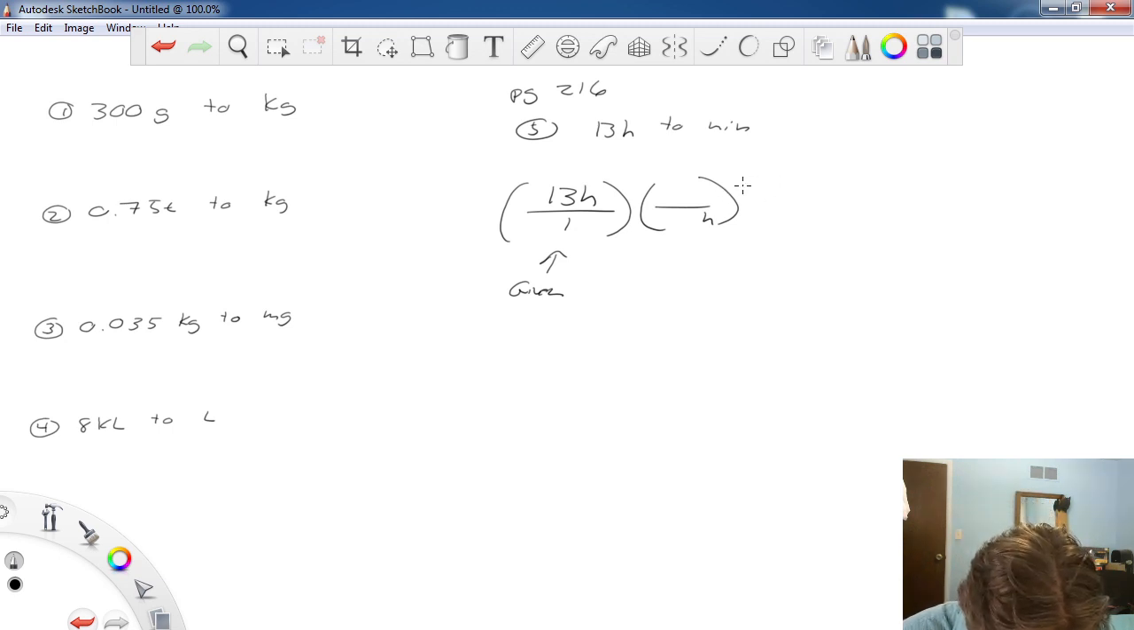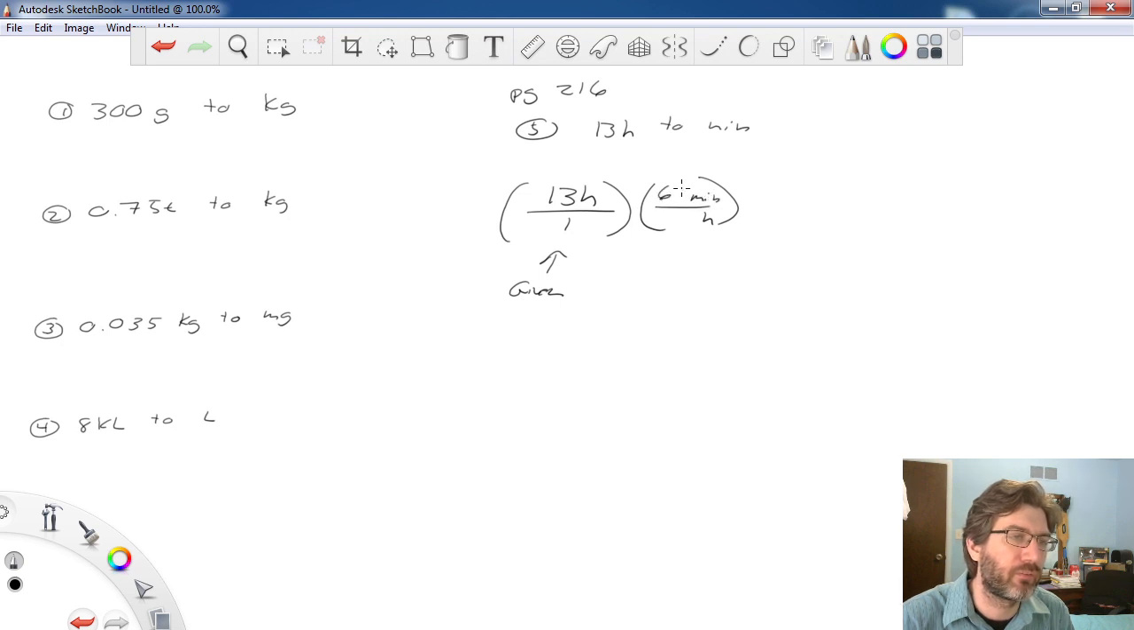Then you look at it, or use your common sense. It tells you that 1 hour is 60 minutes. So minutes would go on top, and you have 60 of those in 1 hour. So then you do 13 times 60, which is 780 minutes. It's technically over 1, but 1 times 1 is 1. There's nothing on the bottom except for the 1, so you don't need it. It's just 780 minutes.